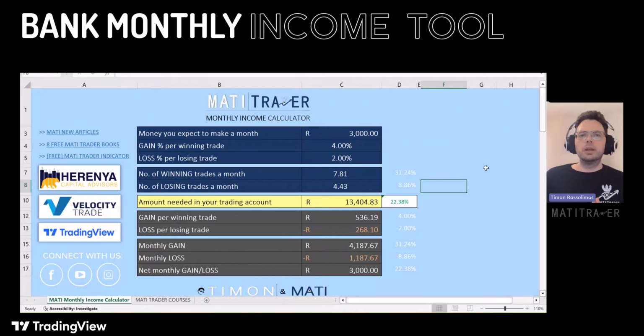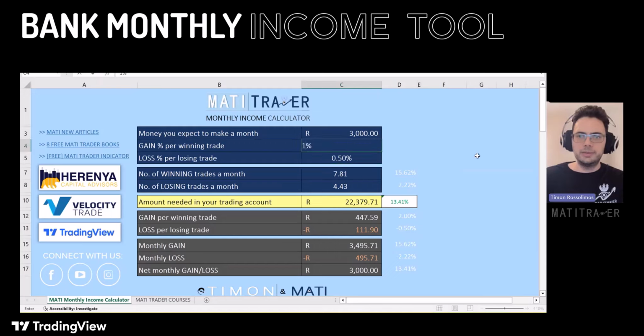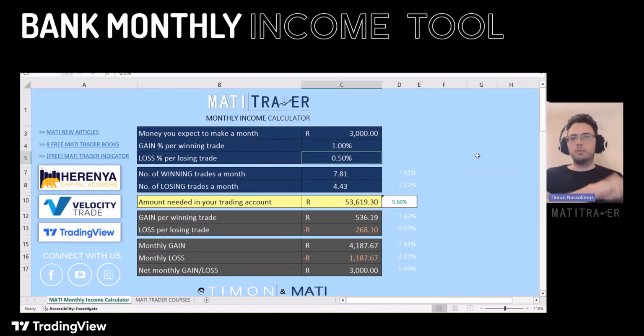What if we use the Supreme Multi-Trader metrics? That is, we are expecting to lose, let's start with 1% per trade to make 2% per trade. Now you need 26,809 Rand and 65 cents to make 3,000 Rand a month. If we drop it further, to say the loss percentage per losing trade is 0.5% and the gain percentage is 1%, so once again a risk to reward of 1 to 2, then the amount needed in your trading account is 53,619 Rand and 30 cents to make 3,000 Rand a month.